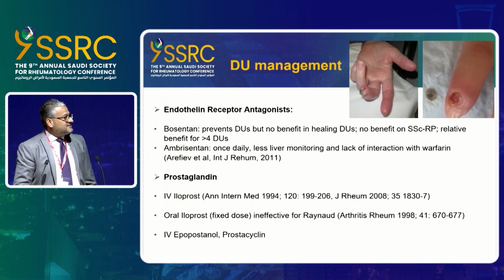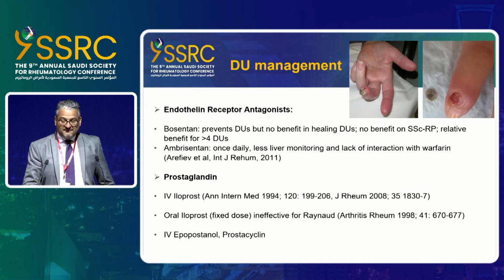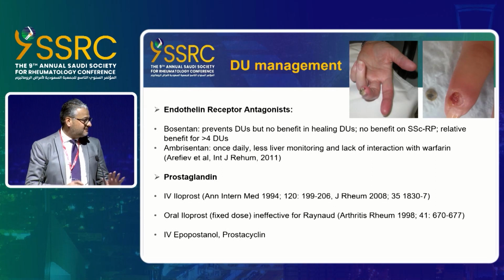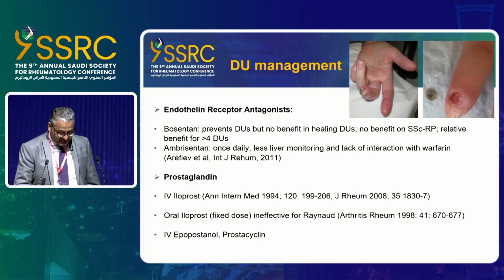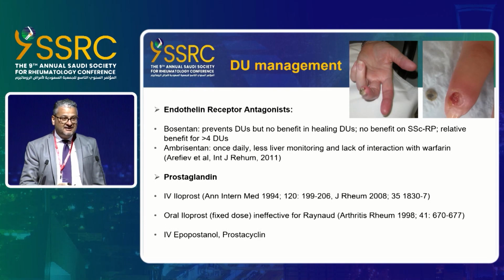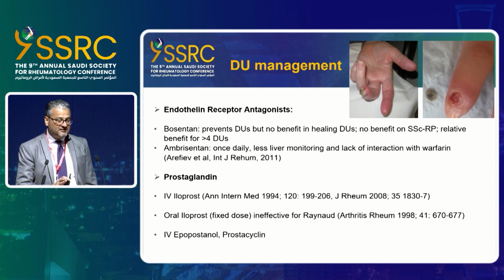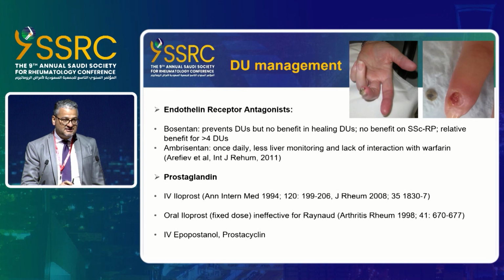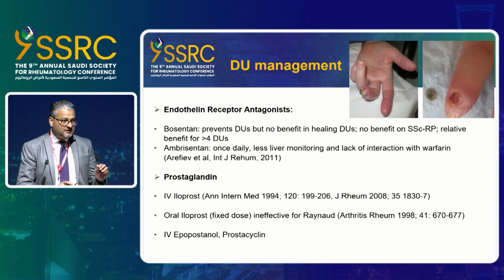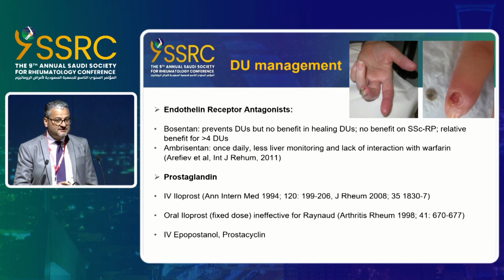So digital ulcers, we have endothelin receptor antagonists. We have bosentan. I have a couple of patients. It's well tolerated. Honestly, it's hard to get. It's hard to have an approval for the medication. But if patients tolerate it and they get the medication, it's very useful, especially in digital ulcers.